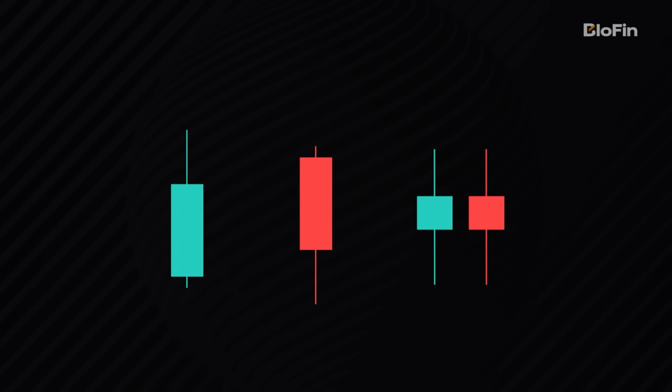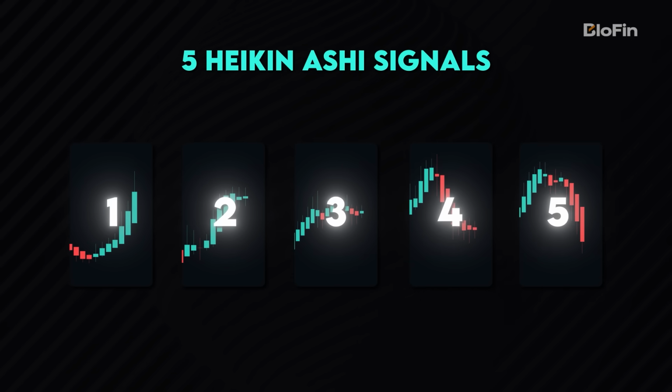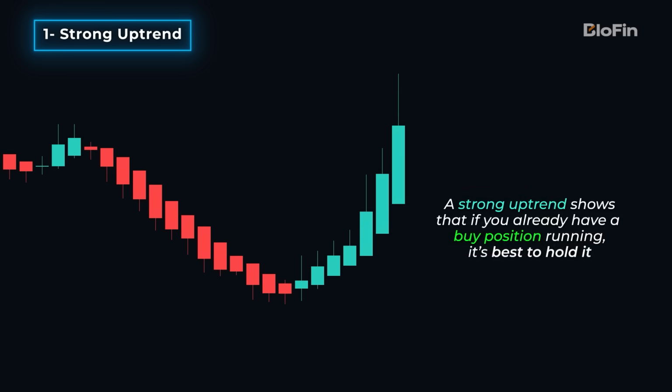And so, based on these three candle types, they form 5 powerful signals on the Heikin Ashi chart, and understanding these signals will be crucial for learning the strategy later on. Number 1. Strong uptrend. In a strong uptrend, you'll see a set of bullish candles with no lower wicks. The body of each candle also grows larger in size, showing that the uptrend is gaining momentum. A strong uptrend shows that if you already have a buy position running, it's best to hold it, as the trend hasn't yet shown signs of slowing down.